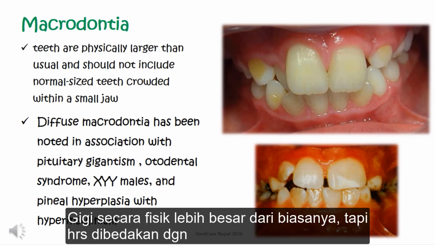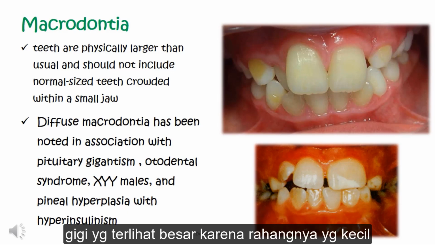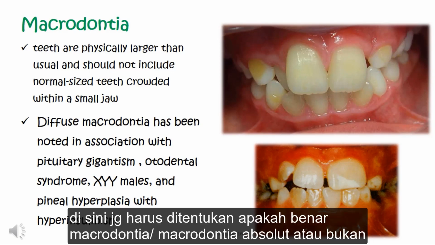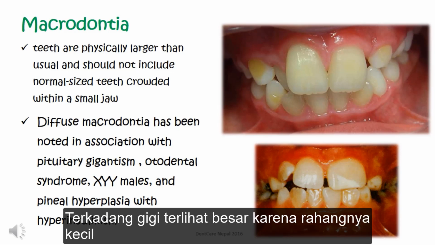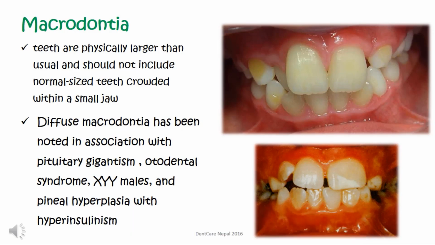Macrodontia. Teeth are physically larger than usual and should not include normal-sized teeth crowded within a small jaw. Here also the same thing: whether it is relative macrodontia or absolute macrodontia should be ruled out. Sometimes the teeth appear large because some people have smaller jaws due to underdeveloped jaws.